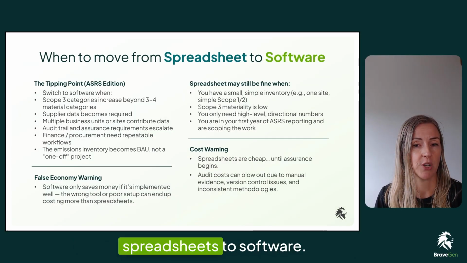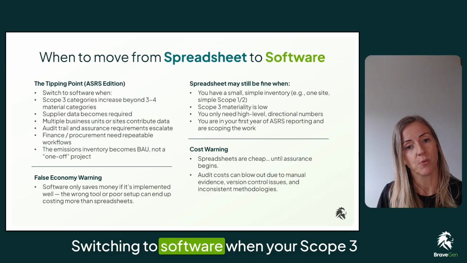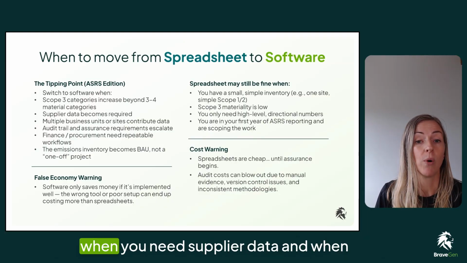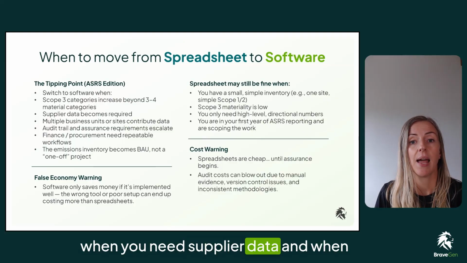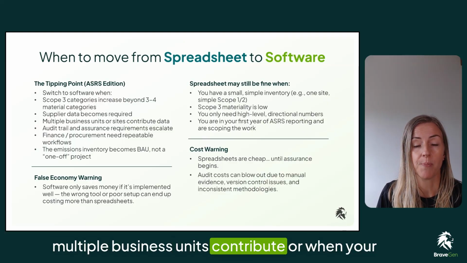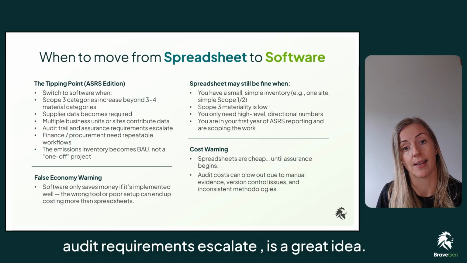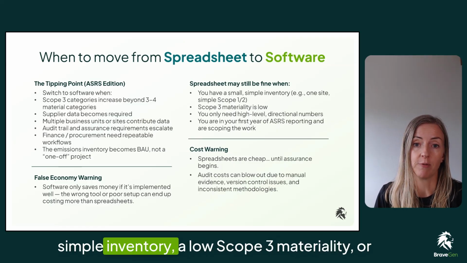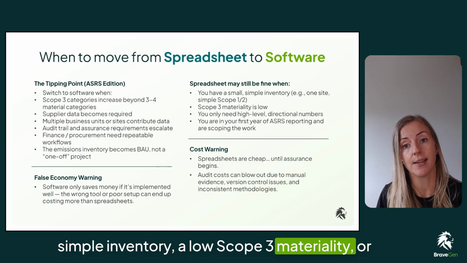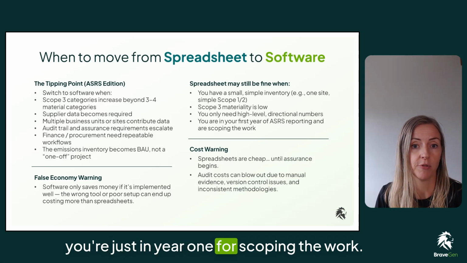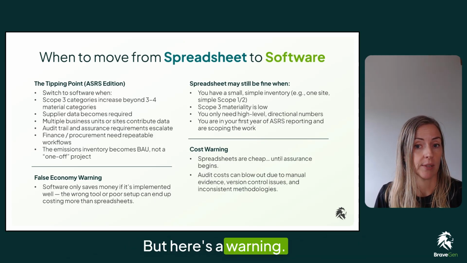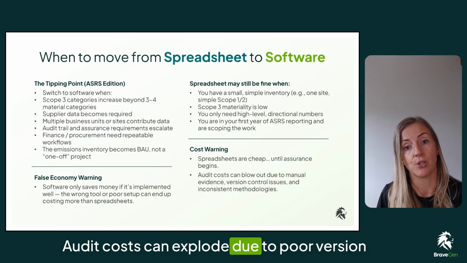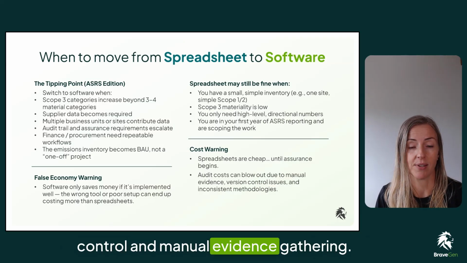So when to switch from spreadsheets to software? Switching to software when your Scope 3 grows beyond 3 or 4 material categories, when you need supplier data, when multiple business units contribute, or when your audit requirements escalate, is a great idea. Spreadsheets might still be fine if you have a simple inventory, a low Scope 3 materiality, or you're just in year 1 for scoping the work. But here's a warning. Spreadsheets are cheap until assurance begins. Audit costs can explode due to poor version control and manual evidence gathering.